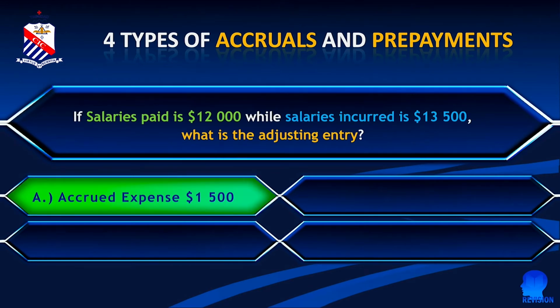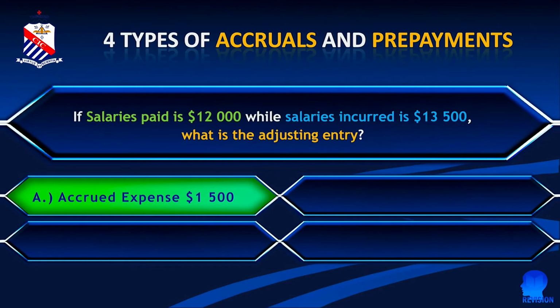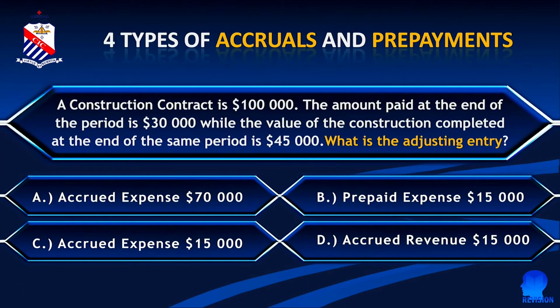So the answer really is supposed to be A. You always remember, if you pay less, it means that you're still owing money. You paid less than what you're supposed to, so you still owe the people their money. That's how you look at it. And this is the last one.